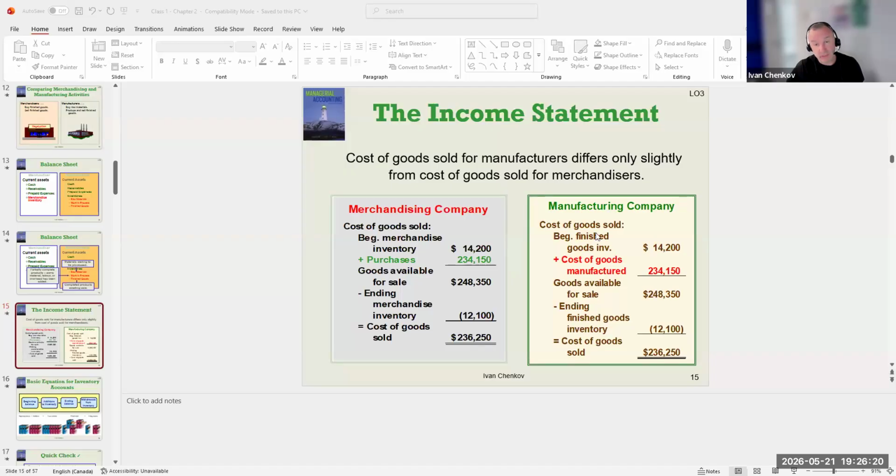Now, for the manufacturing company, we cannot use merchandise inventory because we're not selling merchandise inventory here. We're producing the product. So basically, we're going to start with the beginning finished goods inventory. Then we're going to add cost of goods manufactured because we have to manufacture those things. If you want to sell something, it's not like we're purchasing and then selling it. No, we have to manufacture it. Then we're going to have cost available for sale, which is our finished goods available for sale. Then we're going to deduct the ending finished goods inventory, and we're going to have cost of goods sold.